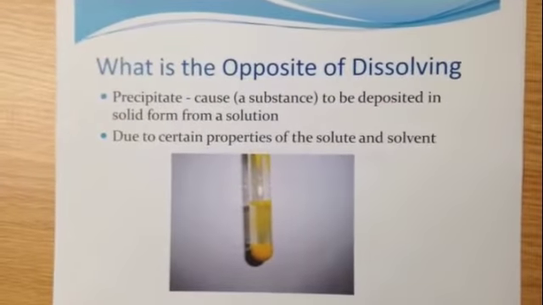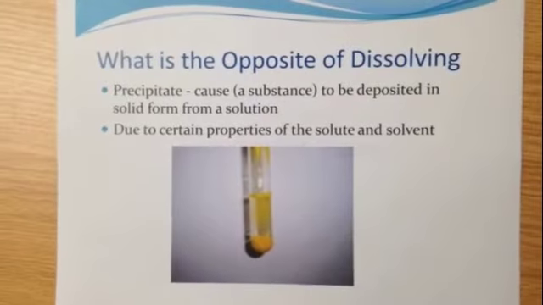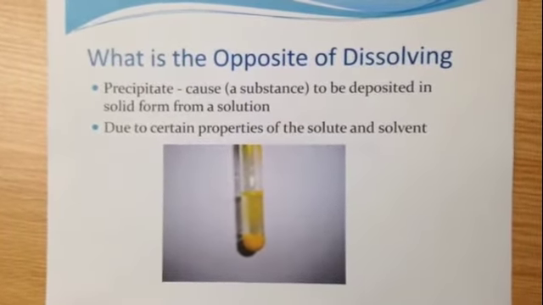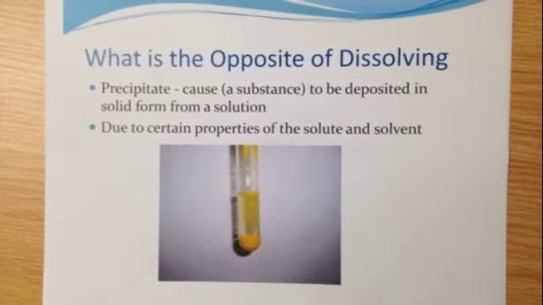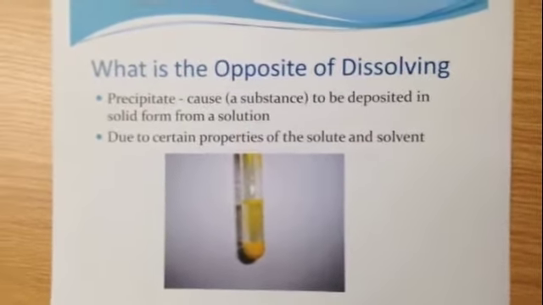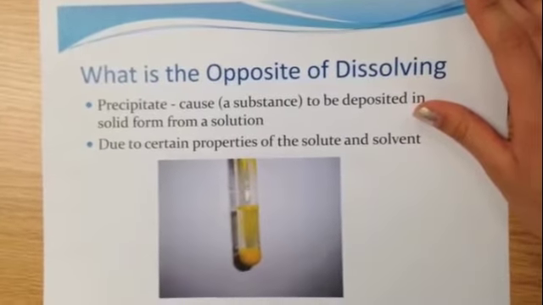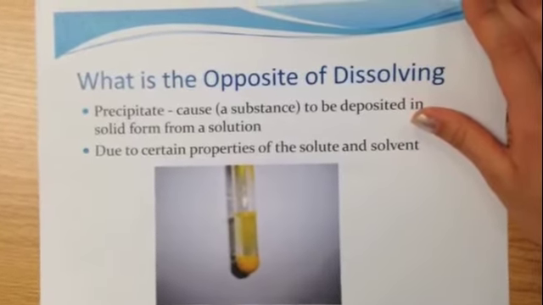What is the opposite of dissolving? The opposite of dissolving is precipitate. This is because a substance will be deposited in solid form from the mixture, and it's due to certain properties of the solute and solvent. Basically, when you mix two liquids together, it will create a substance that falls to the bottom.